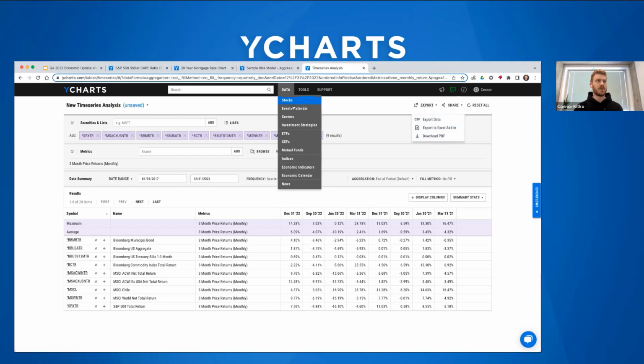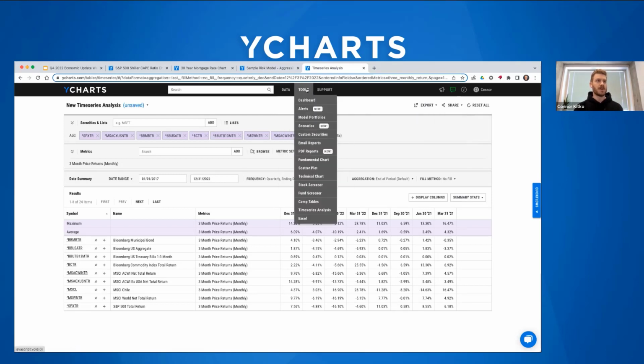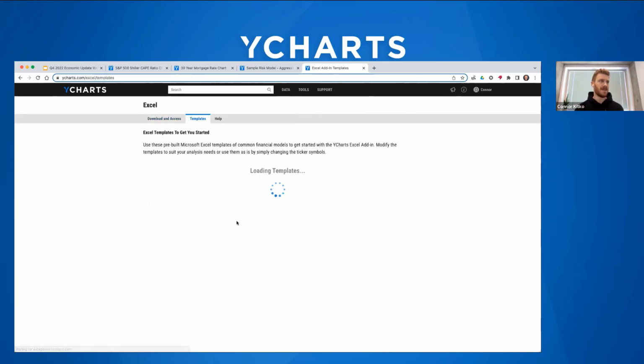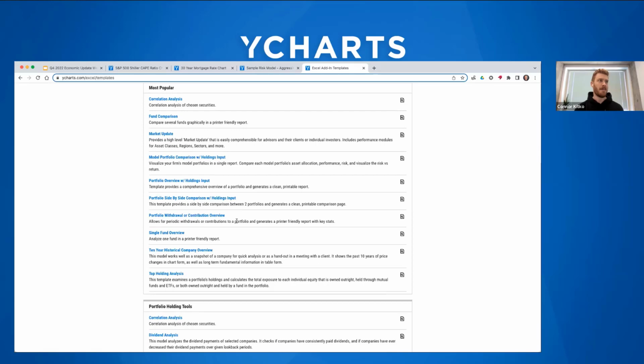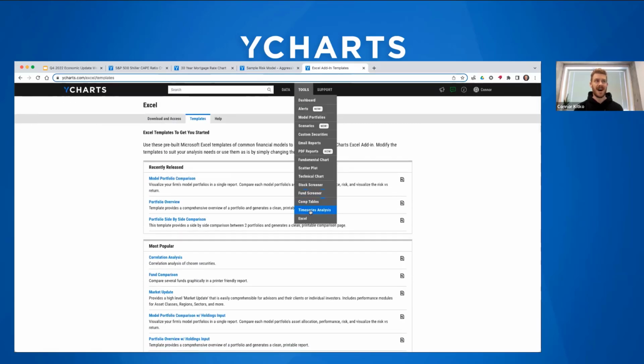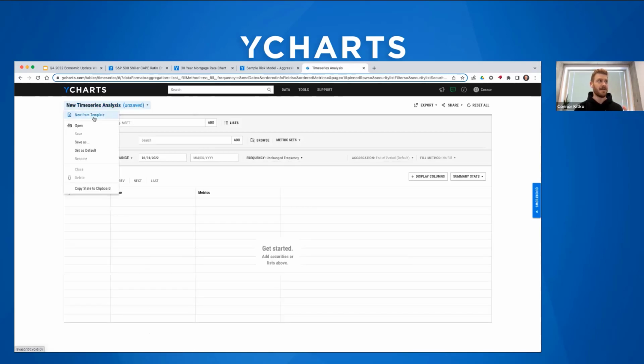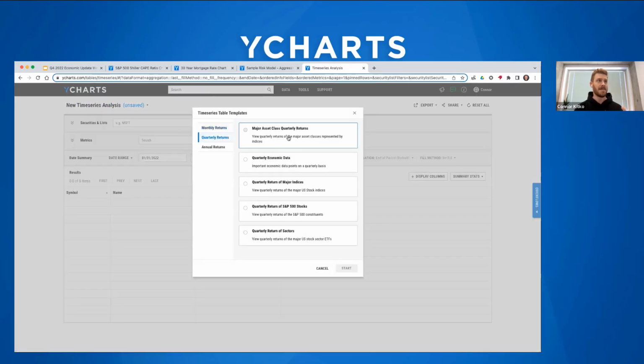Otis, to download, you would go to Tools, Excel, and then we have a template called Investment Heat Map. I might even recommend just going into time series, though, and leveraging that asset class performance template, asset class quarterly returns. You should chat in if you need help setting up that Excel add-in, just a one-time download, but our team would be happy to get that set up for you as well.